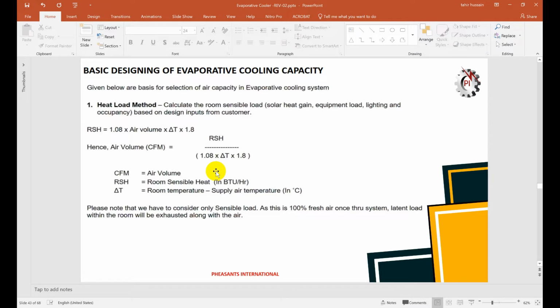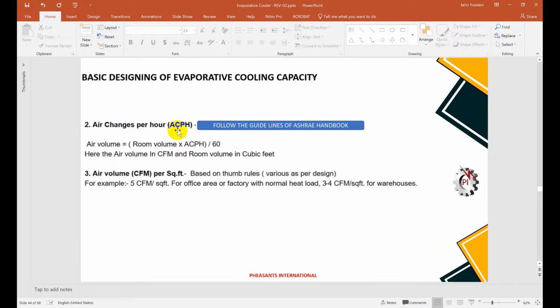The second method is air changes per hour. Normally, for the food industry client, the air changes are more important as compared to heat load. So it depends upon the application. So this is the air change per hour, and this is the formula for the air change per hour.